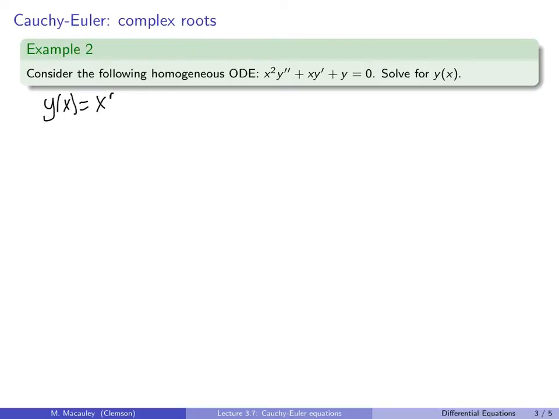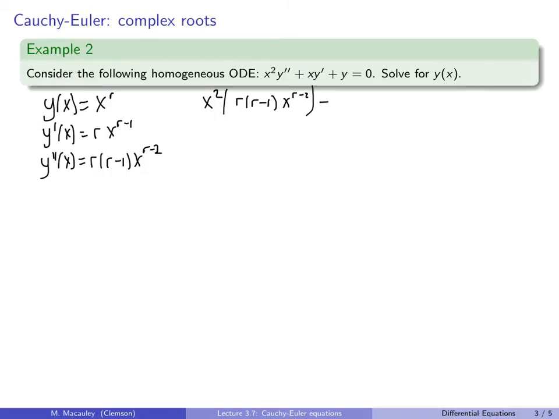We plug this back in. Let me take derivatives first. y prime of x equals r x to the r minus 1. y double prime of x equals r times r minus 1 x to the r minus 2. Okay, so we plug this back in, and we get x squared times y double prime, which is r times r minus 1 x to the r minus 2, plus x times y prime, which is r times x to the r minus 1, plus y, which is x to the r, equals 0.